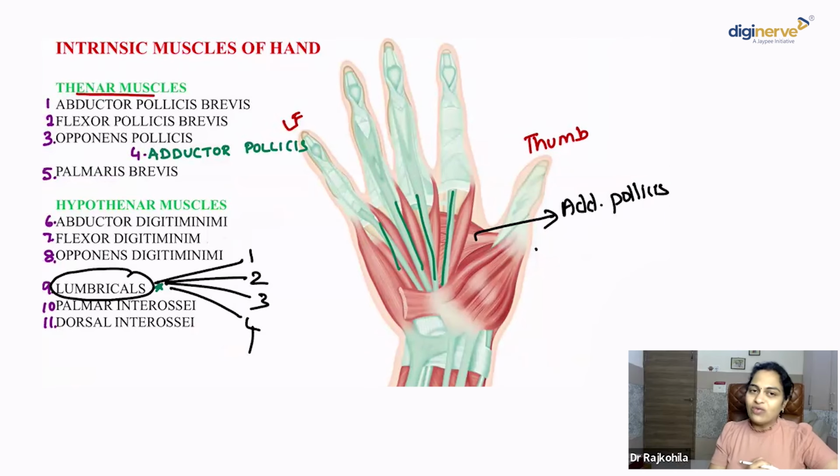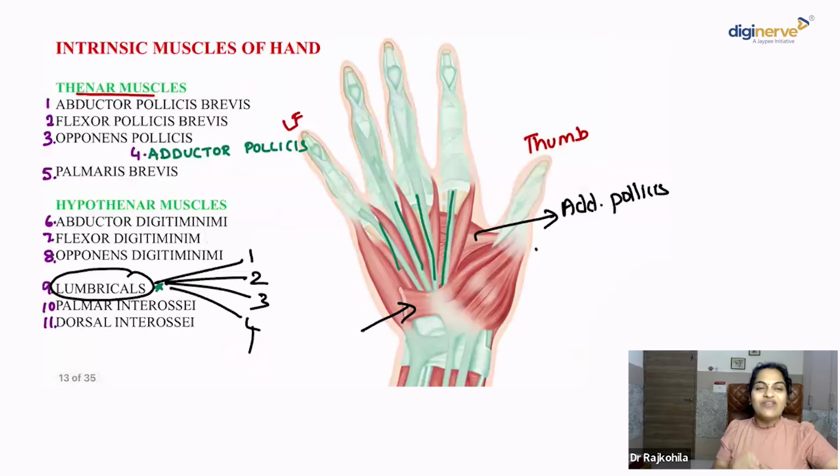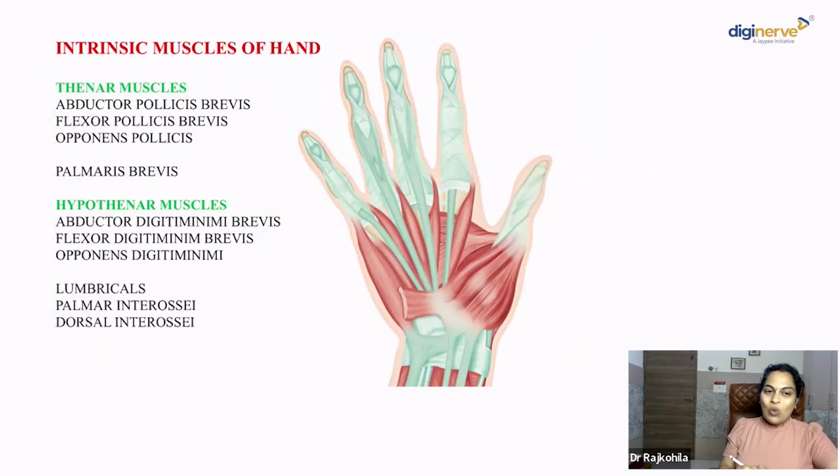The intrinsic muscles of the hand is again a very important topic. The thenar, the hypothenar, the palmaris brevis, the adductor pollicis, the four lumbricals, the palmar interossei, and the dorsal interossei. Coming to its nerve supply, the three thenar muscles: the abductor pollicis brevis, the flexor pollicis brevis, and the opponens pollicis.